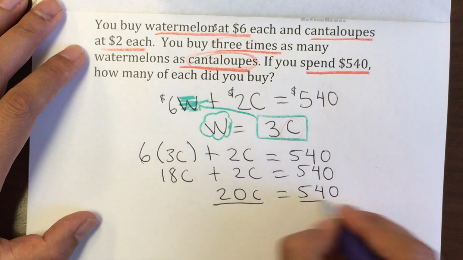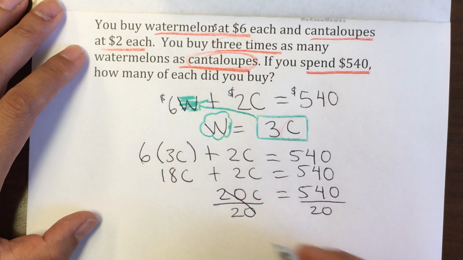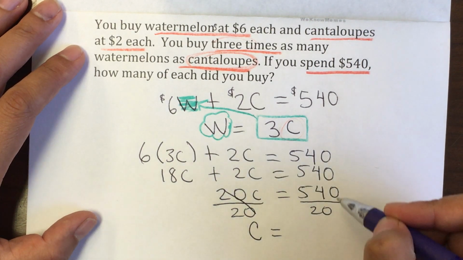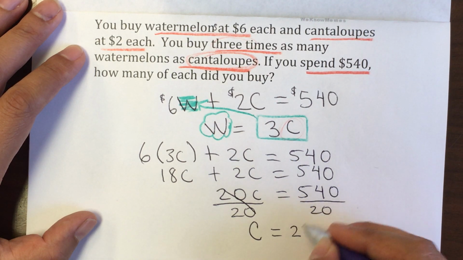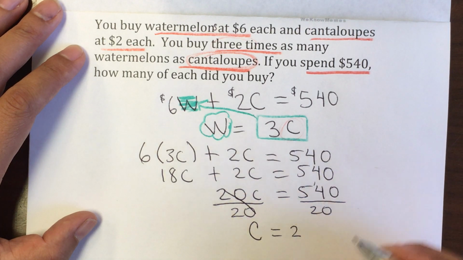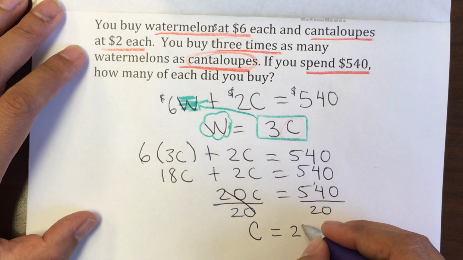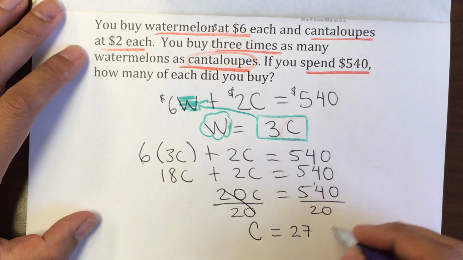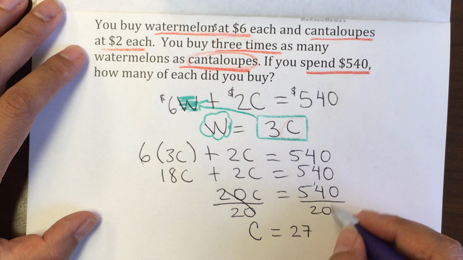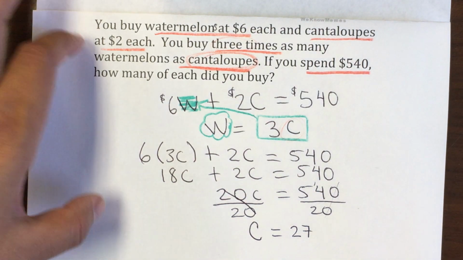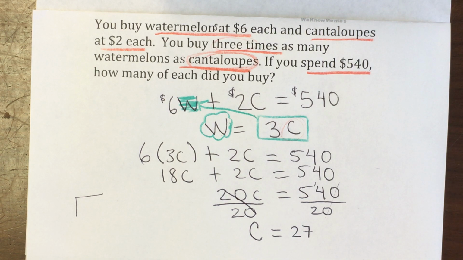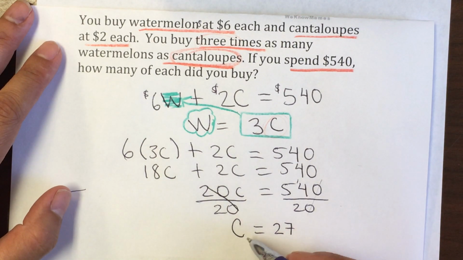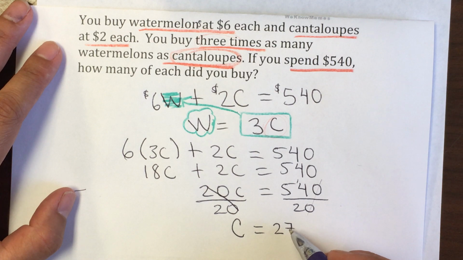We divide both sides by 20, and so my C is equals to, let's see, the 2 goes into the 5 2 times. 2 times 2 is 4, 5 minus 4 is 1. The 2 into 14 goes 7 times, and there is no leftovers. So that was a fast way of dividing, but you can always do the long division if you want. Okay, so now I have that I bought 27 cantaloupes.